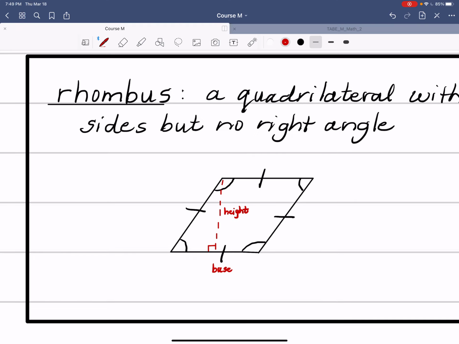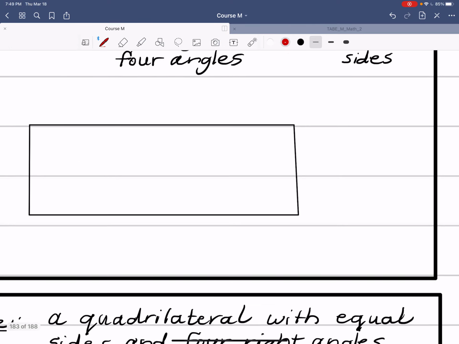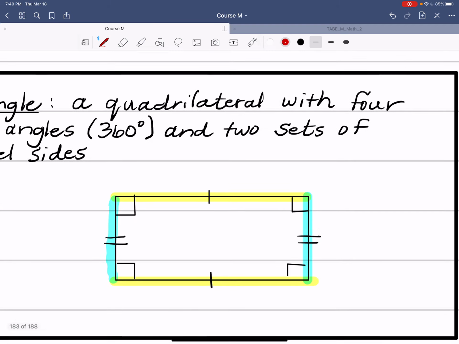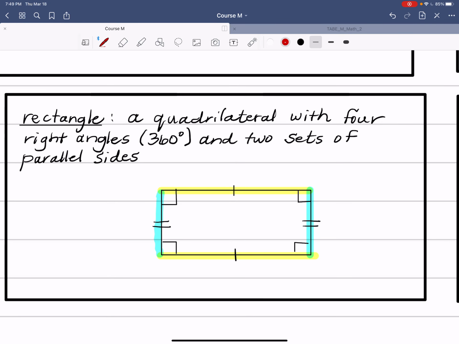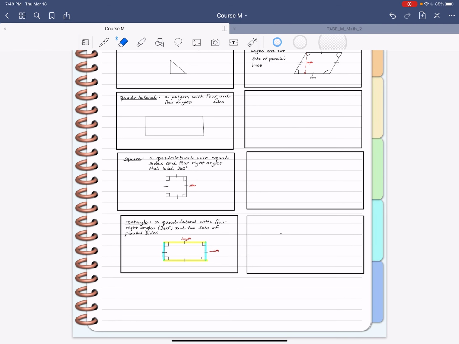Okay. If you look at the square, these are just called sides. The rectangle, we have length and width. And those are the pieces that will go in the formulas that you need to use.